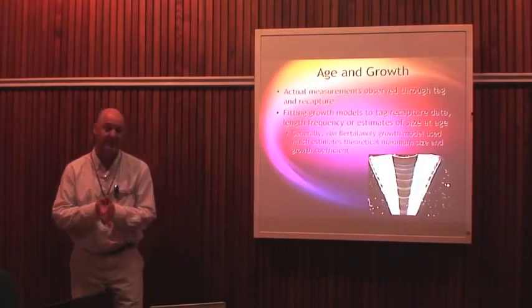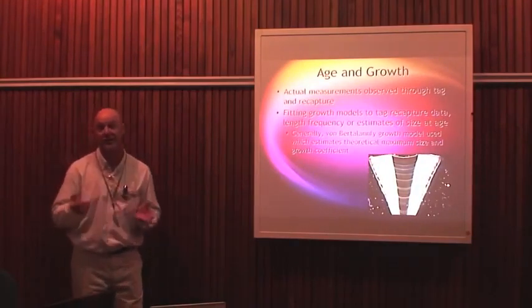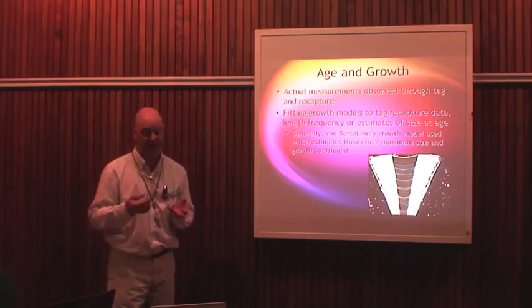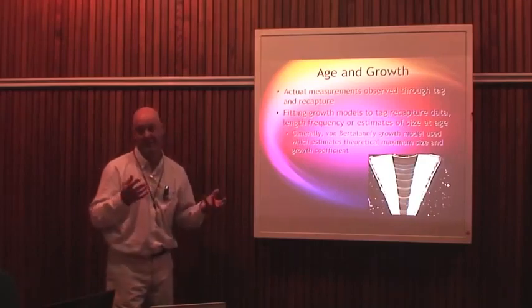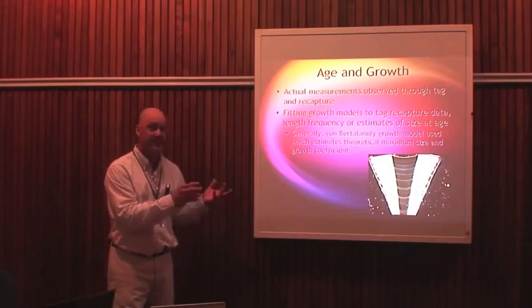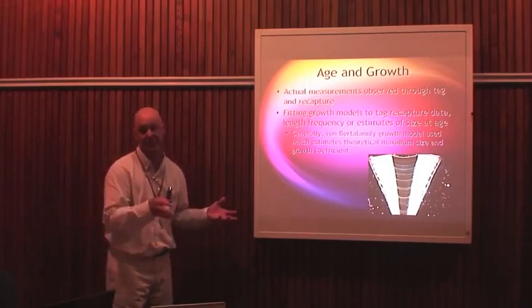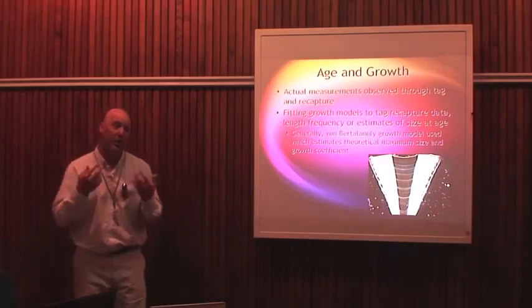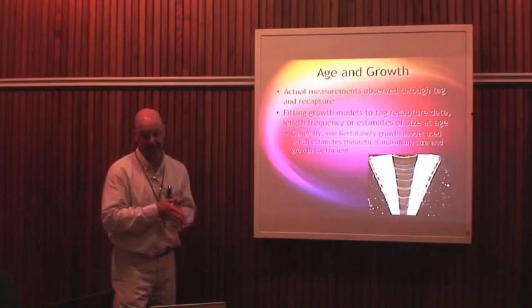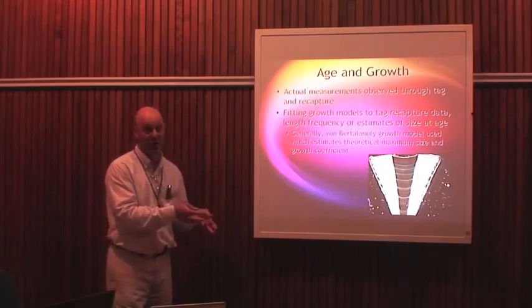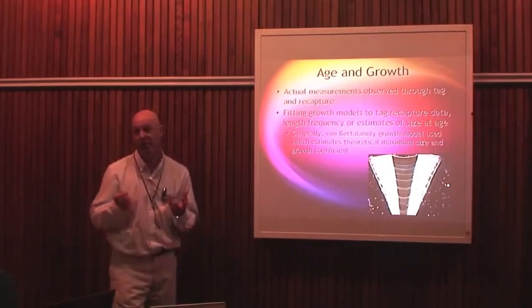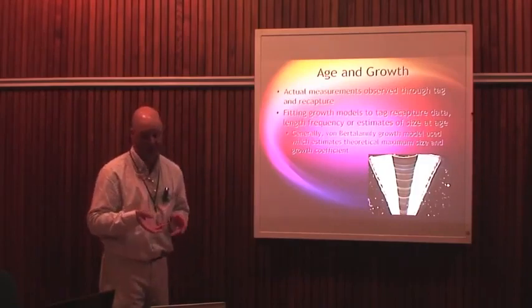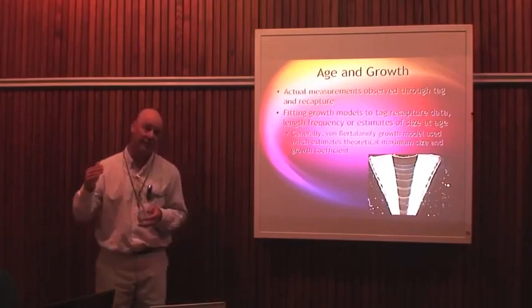Now, taking another step, just for the good of the order, in terms of age and growth, for those that are not aware, we can determine growth of an animal by several different ways. One of them is by simply tagging the animal and then recapturing it, and then measuring the growth from when it was initially tagged to when it was recaptured. We can also fit growth models to the data. We can fit growth models to our tag recapture data. We can fit growth models to our length frequency information. And a very common way to do it is to fit growth models to growth bands.